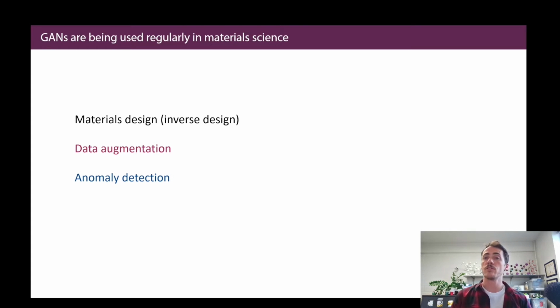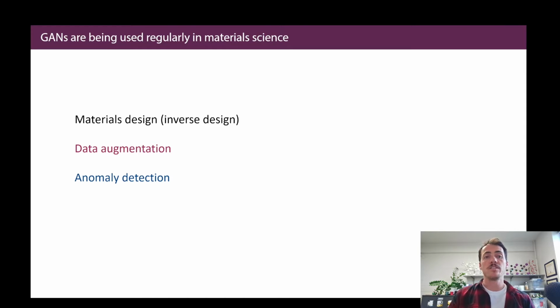We see them for materials design, including for inverse design, one of these holy grails of material science. How can you make the exact material if you want some specific property? How do you know that it will give you that property? That's inverse design. And maybe we can start to do that with GANs.